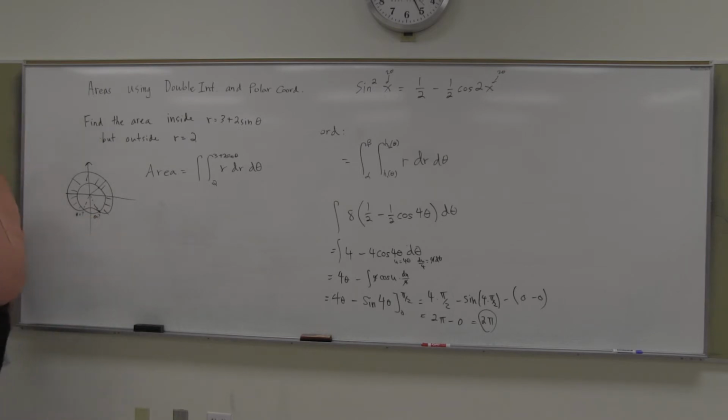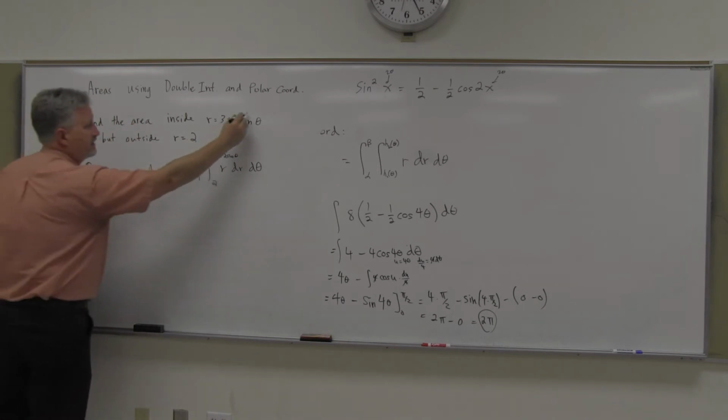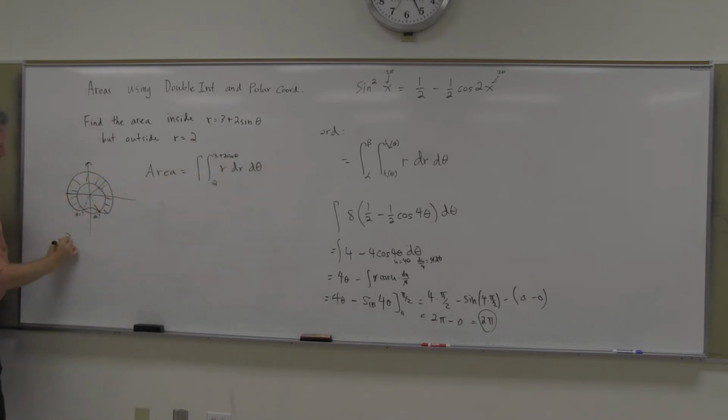So how do I figure that out? Well, if you'll notice, that's where the two graphs intersect. So to get an equation to solve for that, you just set the two r's equal. 3 plus 2 sine theta equals 2. And subtract 3. 2 sine theta equals -1. So sine of theta equals -1/2. And so then you just have to figure out, well, what are my angles that give me sine is -1/2?